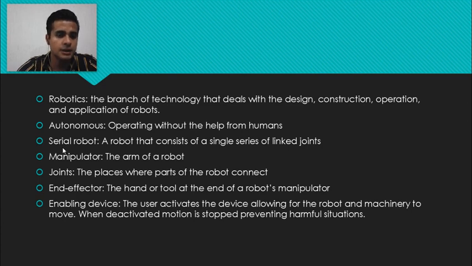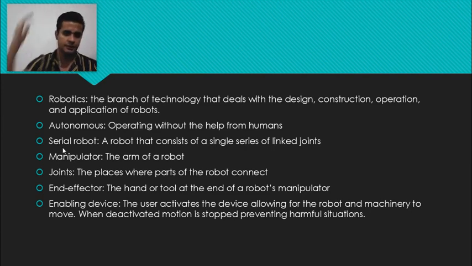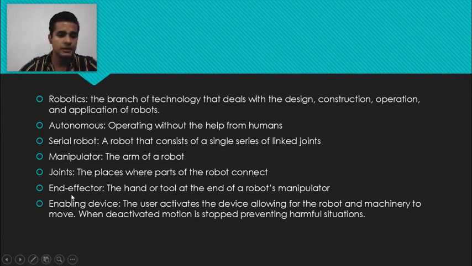Okay? Manipulator, basically, this is the arm of a robot. Okay, that's a manipulator. Joint, what is a joint? The places where parts of the robot connect. So think of your arm as well. For example, humans have joints. It's a place where our bones connect. So if you look here, the elbow, this is a joint. We can do this movement. That's a joint. Okay. End effector, the hand or tool at the end of a robot's manipulator.